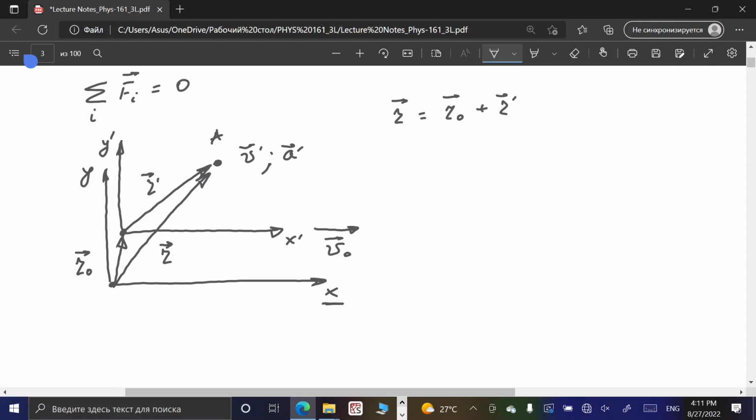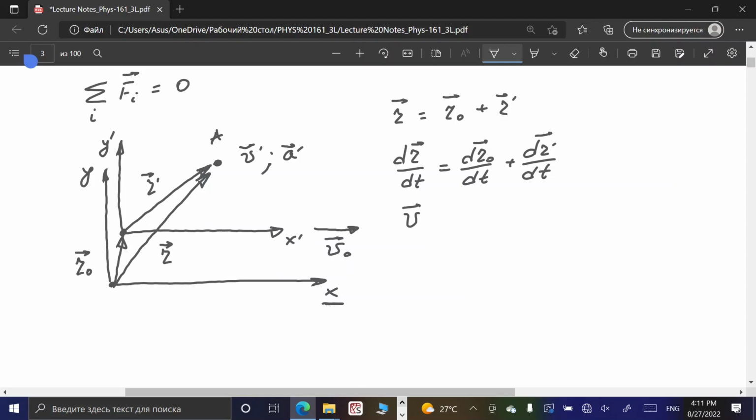So now we know the definition of velocity, and that is the first derivative of position vector over time. So let us take this first derivative. It will be dr vector over dt equal to dr naught vector over dt plus dr prime vector over dt. So instead of this, we can already use velocity vectors.